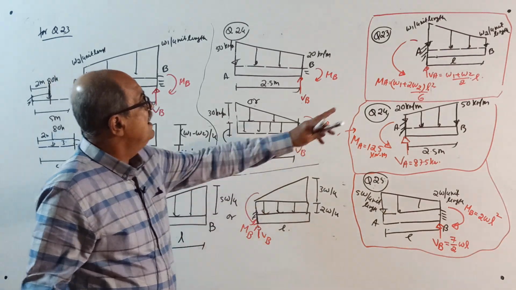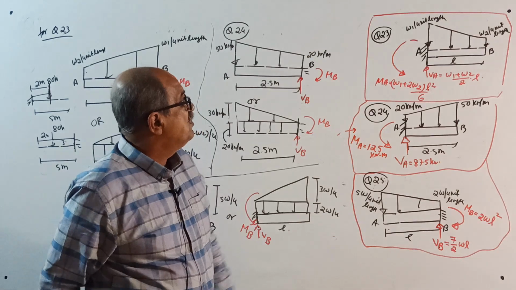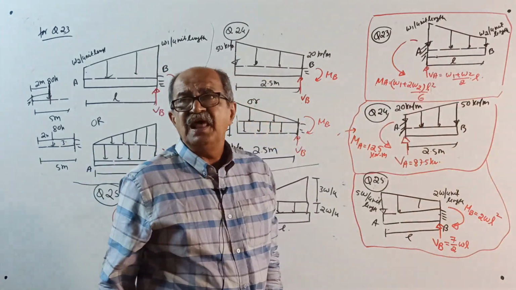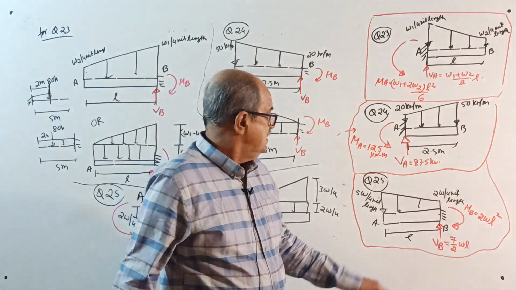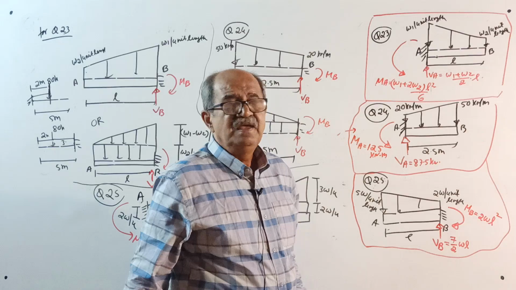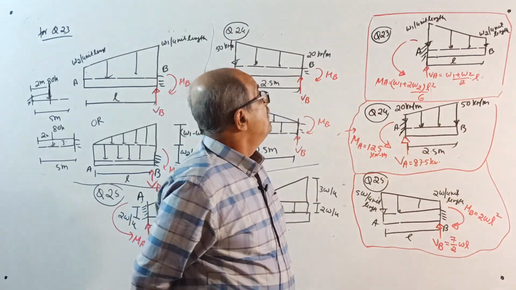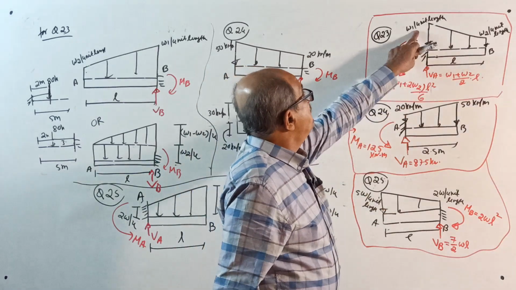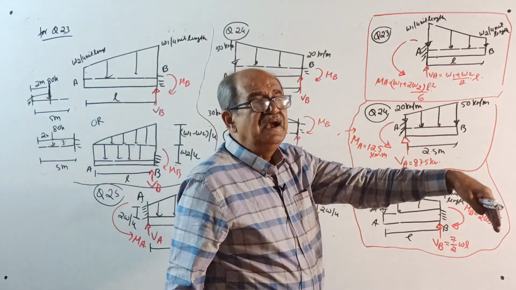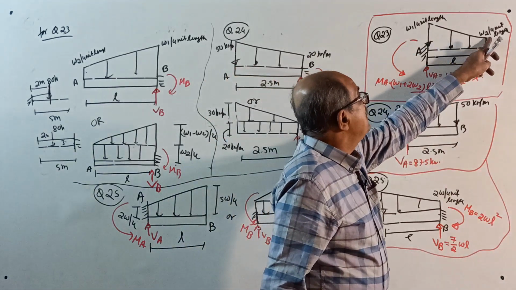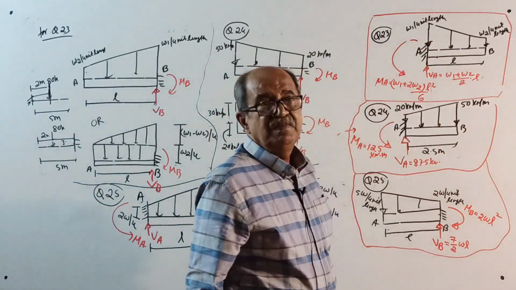That's why in all these 3 questions, I simply told, this question I told cantilever of length L. This question I told cantilever of length 2.5 meter. Again I told length L. See, what did I tell as loading? I told loading maximum intensity of W1 per unit length at the left end linearly reduces to W2 per unit length at the right end. Okay, this is question 23.